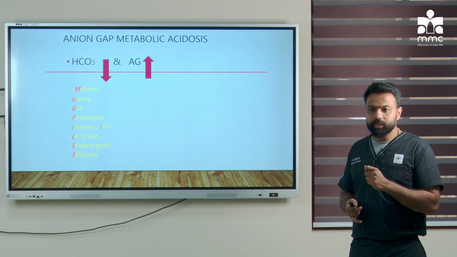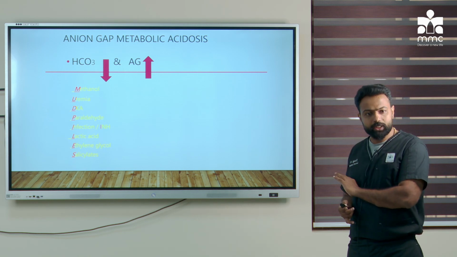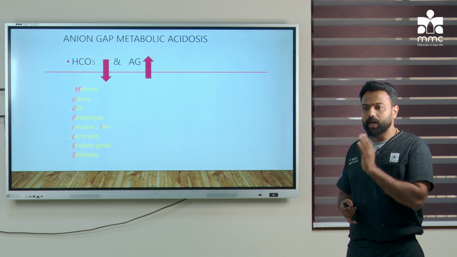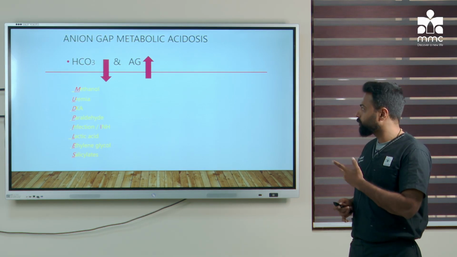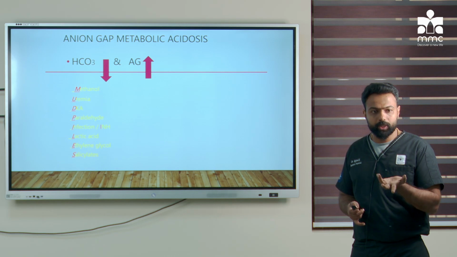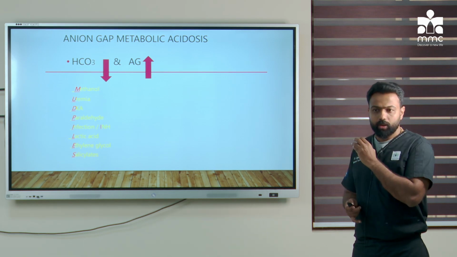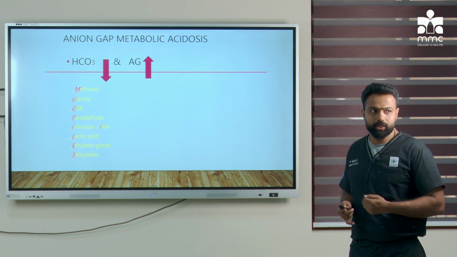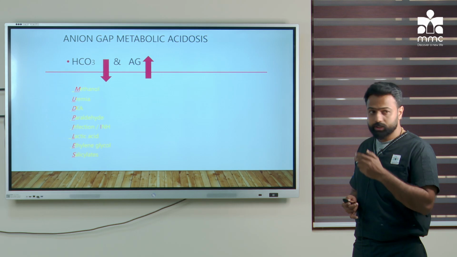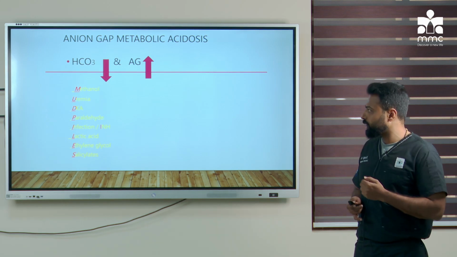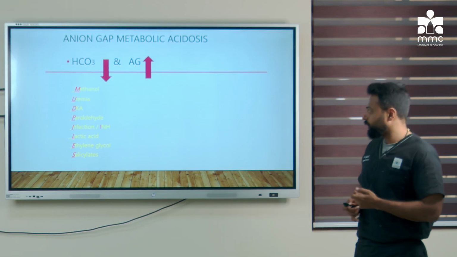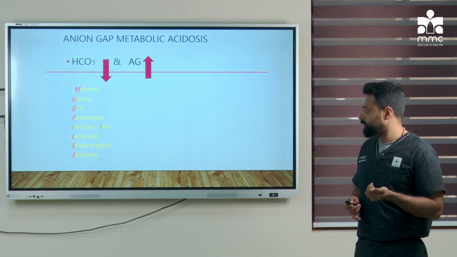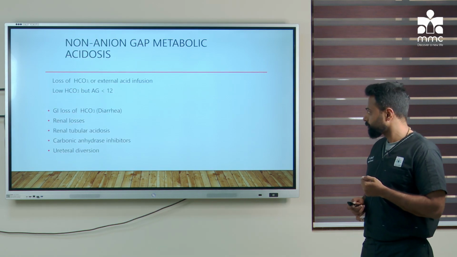So if a patient presents with metabolic acidosis, bicarbonate is low and the anion gap is high, it is high anion gap metabolic acidosis. So what could be the cause of high anion gap metabolic acidosis? Shortly we say HAGMA. You can narrow down your differential diagnosis with the mnemonic MUDPILES: methanol, uremia, DKA, paraldehyde, infection, lactic acid, ethylene glycol and salicylates.